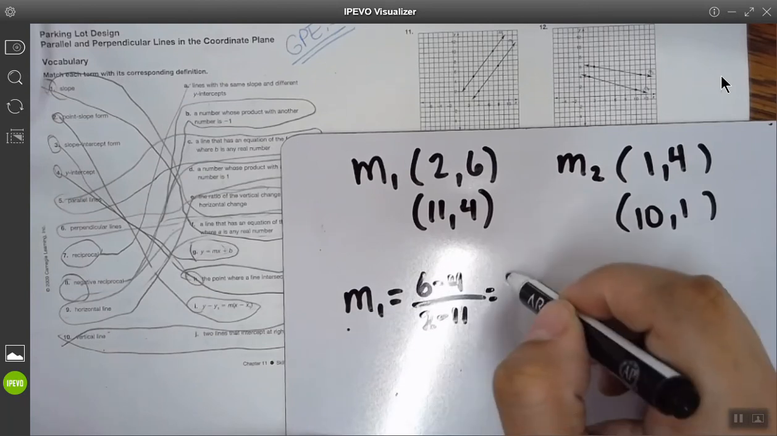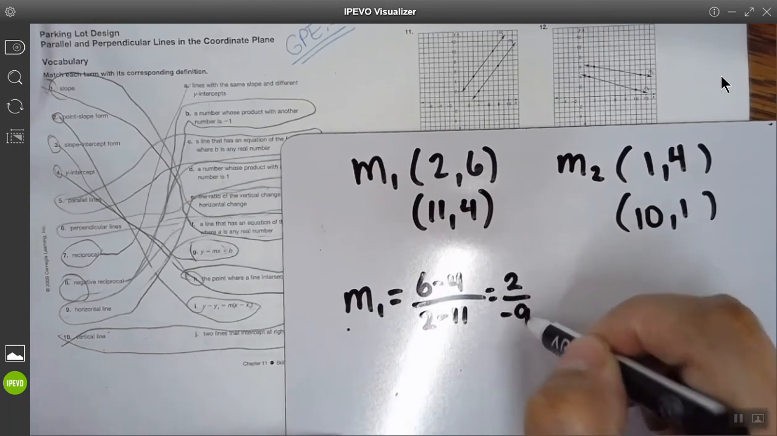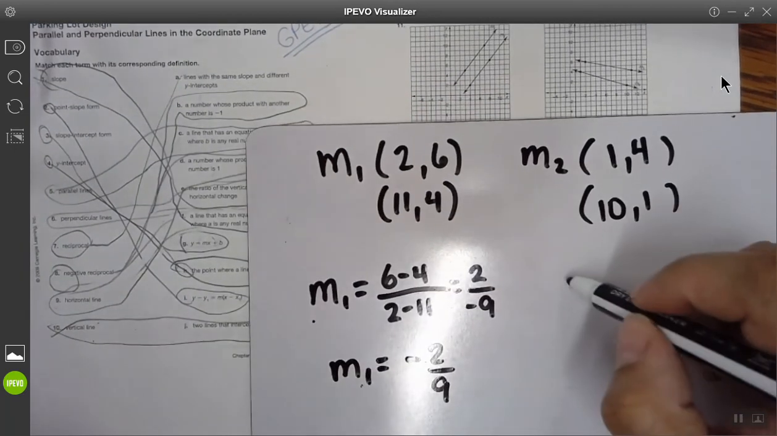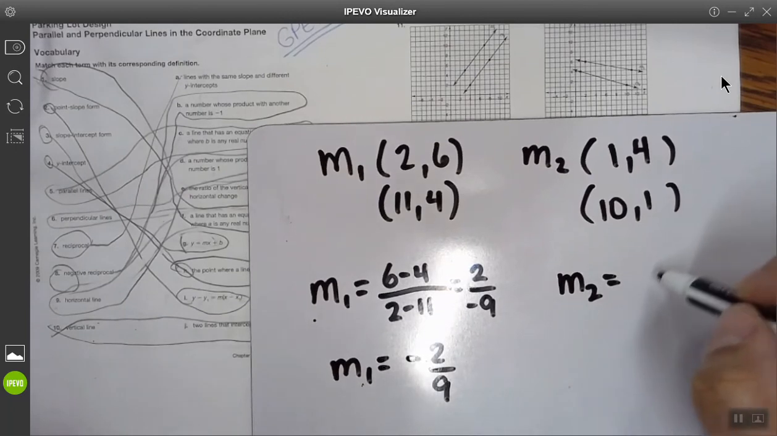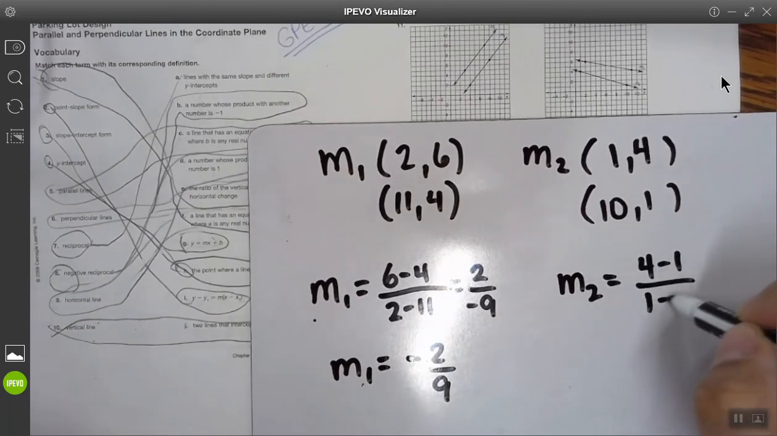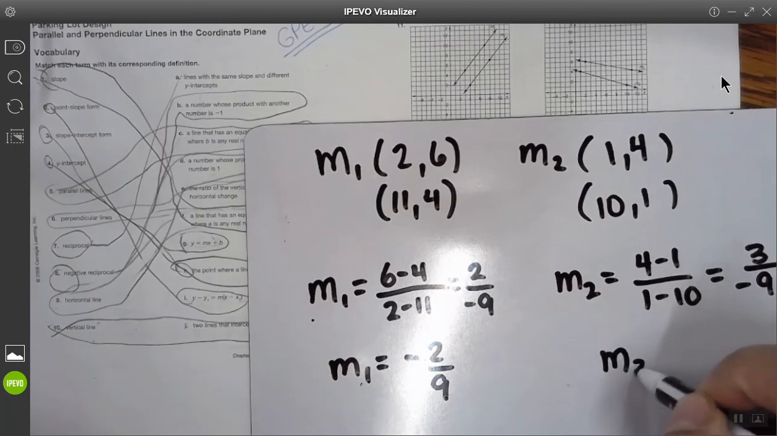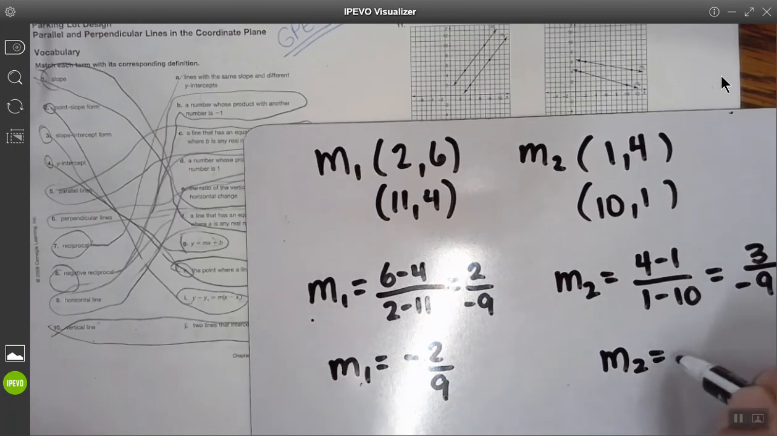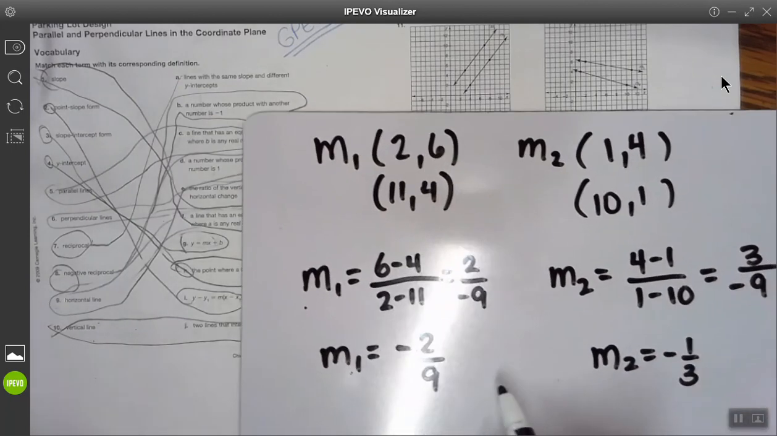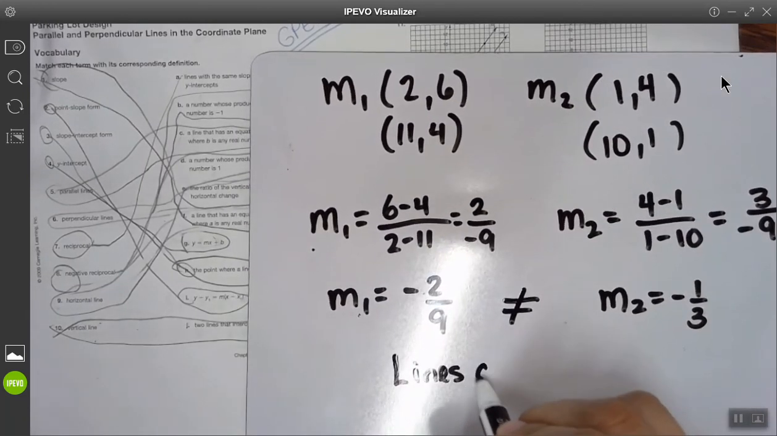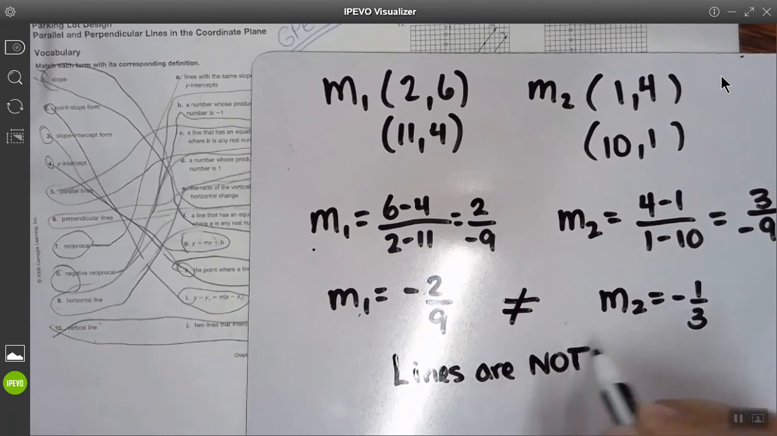And that gives 6 minus 4 is 2. 2 minus 11 is -9. So the slope of 1 is -2 over 9. Slope of the second line is going to be 4 minus 1 over 1 minus 10. 4 minus 1 is 3. 1 minus 10 is -9. So the second slope reduces to -1 over 3. So as we can see, the slopes are not identical. So therefore, the lines are not parallel.